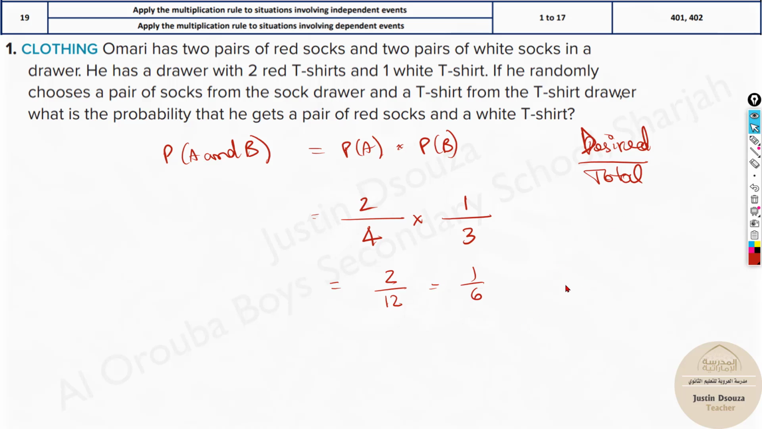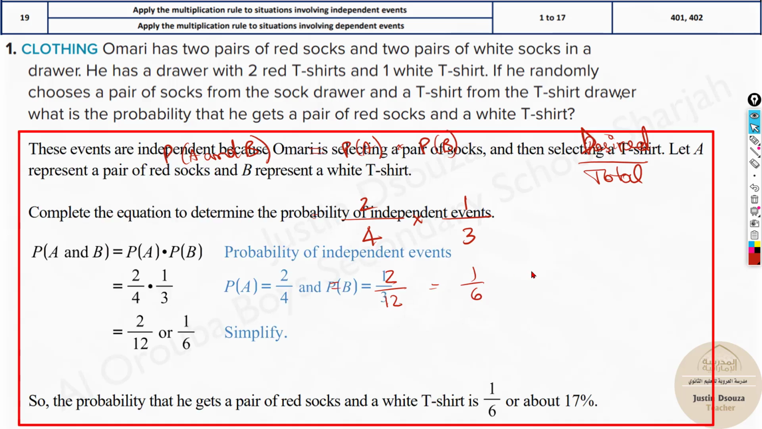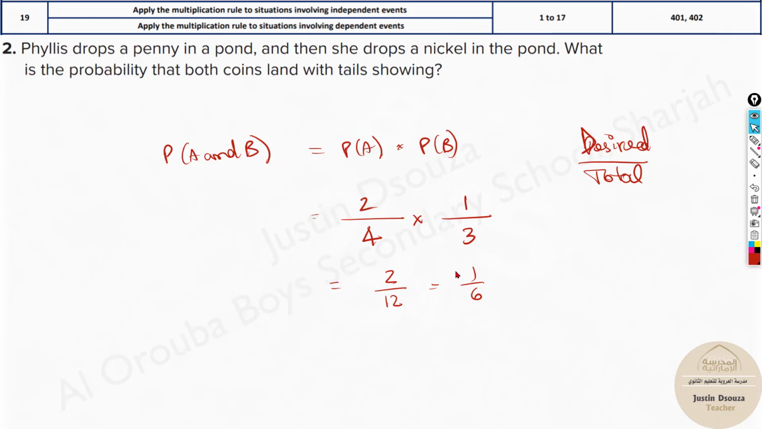You can just put it in the calculator and solve for the probability. Multiply by 100 and you will get the probability. It's 16.67, approximated to 17%. So this is how we solve it. Let's look into some other problems now.